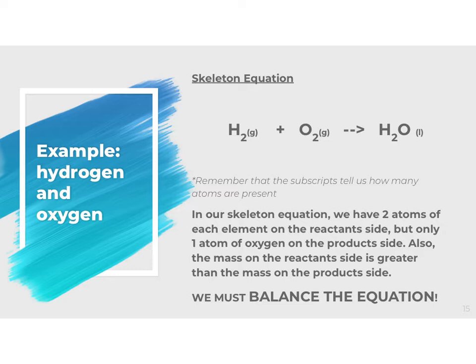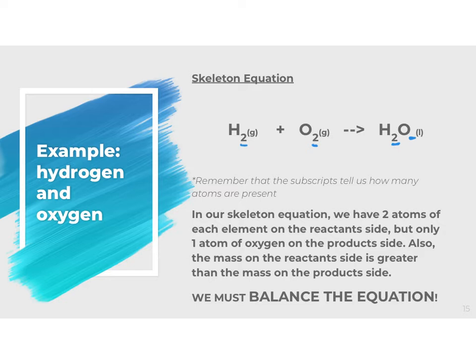All right, so the first example that we're going to go through should seem pretty familiar to you. Remember that when we are talking about atoms, those subscripts that are with the element symbol tell us how many atoms are present. So hydrogen and oxygen are going to react and form water. In our skeleton equation, we have 2 atoms of each element on the reactant side. So I have 2 hydrogens and 2 oxygens. But on the product side, we only have 1 atom of oxygen and we have 2 atoms of hydrogen.